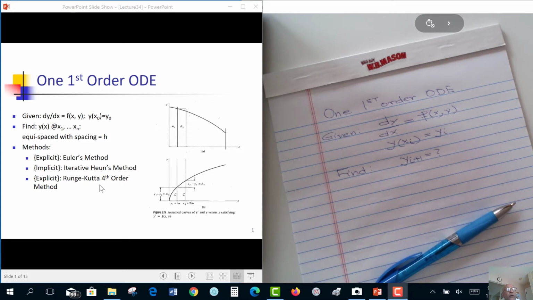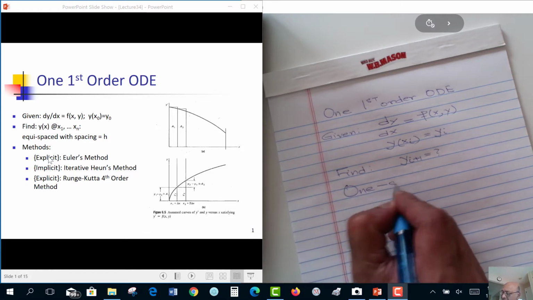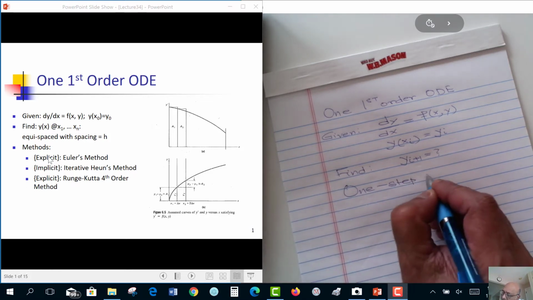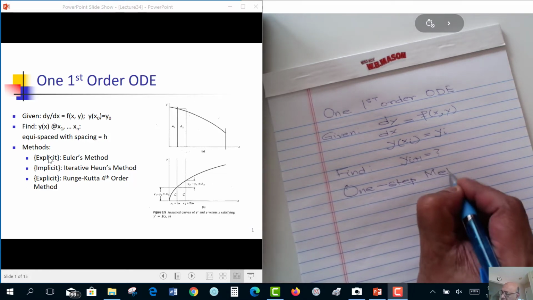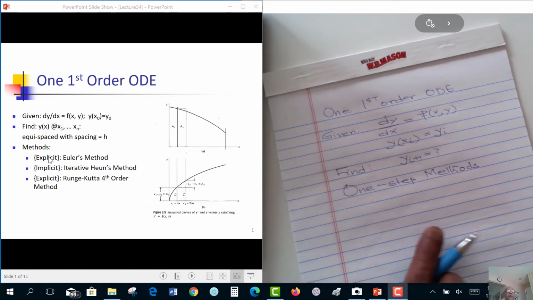And I said we are going to do three methods, and these are all one-step methods. We were going to cover the explicit method, Euler's method, which we did last time. Today we are going to look at the implicit iterative Heun's method and the explicit Runge-Kutta fourth order method.